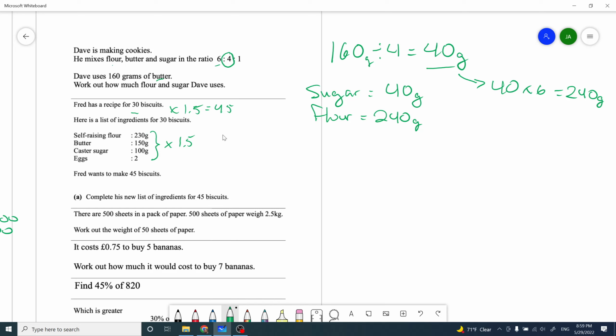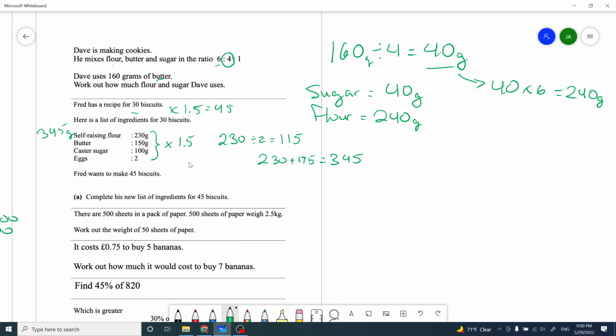So taking half of 230, I'll work this out by hand just to show you for the first one. 230 divided by 2 is going to give me 115. Then adding that back to the original is going to give me 345. So for 45 biscuits, he needs 345 grams of self-rising flour.